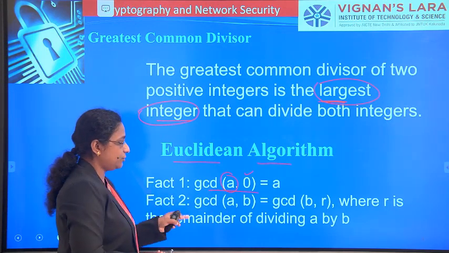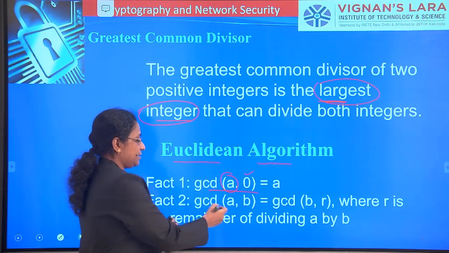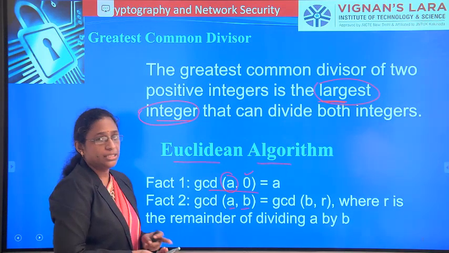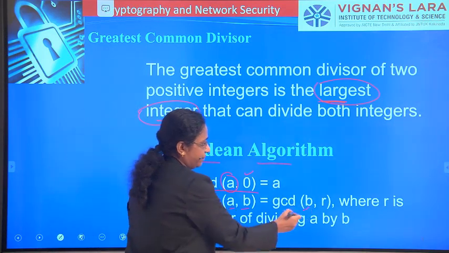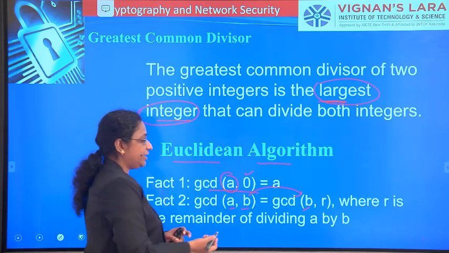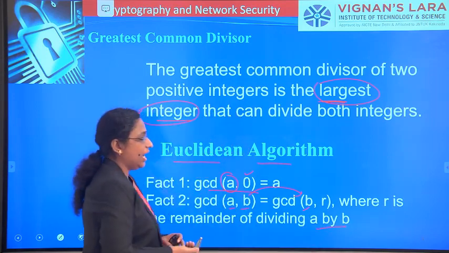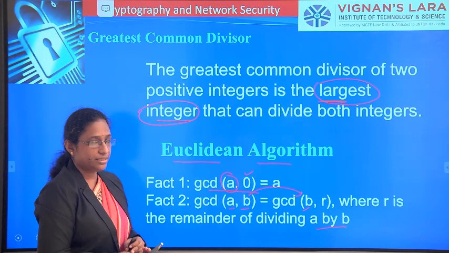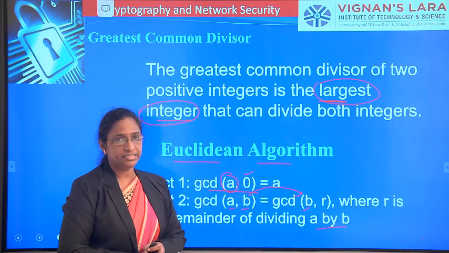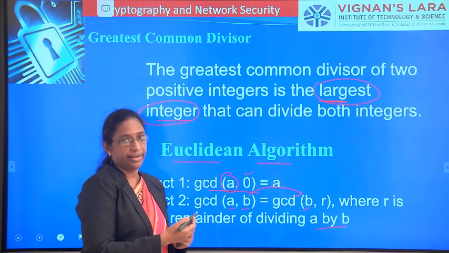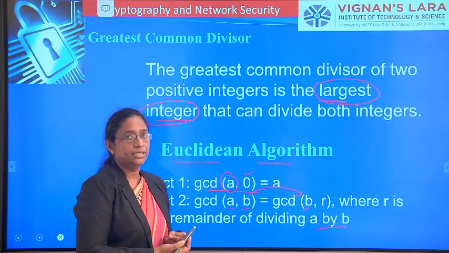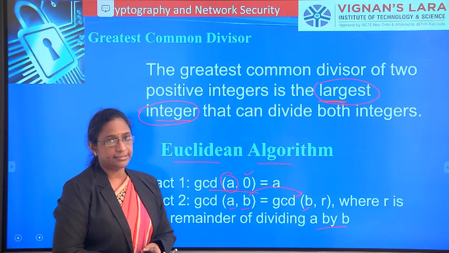Fact 2 says that the greatest common divisor of two positive integers A and B is equal to GCD of B, that is the second element, comma R, where R is the remainder after dividing A by B. After dividing A by B, take that remainder and the second element, and then again calculate the GCD. So it is recursive. The Euclidean algorithm works in a recursive manner, and by calculating recursively we can get the GCD of two integers.